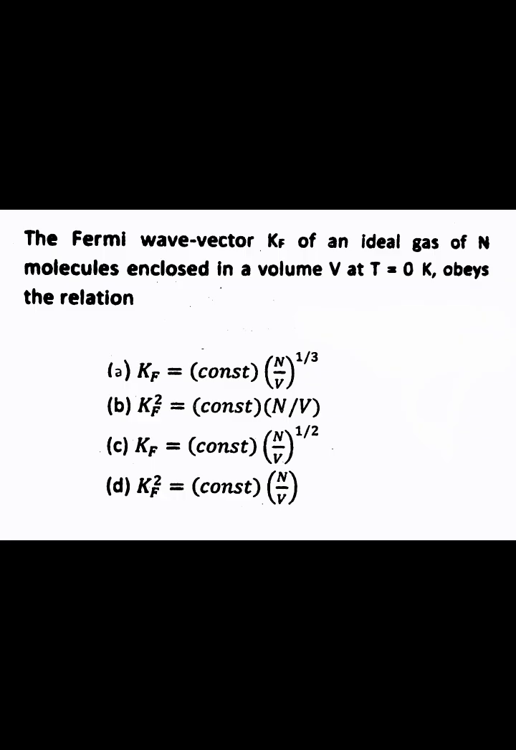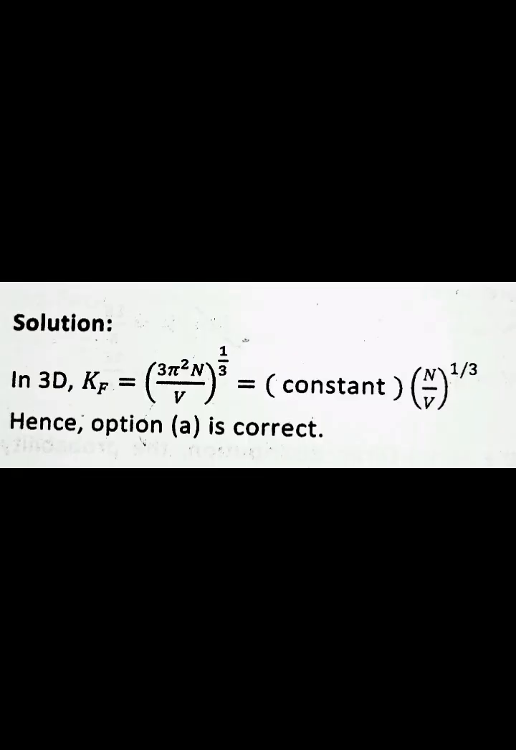The next question is, a Fermi wave vector kf of an ideal gas of n molecules enclosed in a volume V at temperature equal to 0 Kelvin obeys the relation. In 3D, kf is equal to 3 pi square n by V the whole raised to 1 by 3, and this is equal to constant into n by V the whole raised to 1 by 3. So the answer is option A.